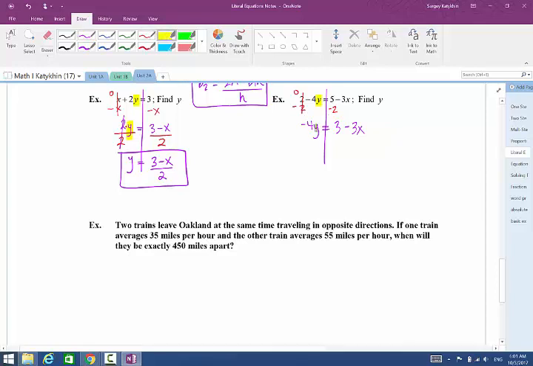Continuing with the problem, again, don't lose sight. I'm solving for y. So what's keeping that y from being all by itself? You're multiplying by negative 4, so the inverse operation will be to divide by negative 4, and I have to do it to both sides of the equation. So -4 divided by -4 is +1. You get y is equal to 3 minus 3x, divided by -4.